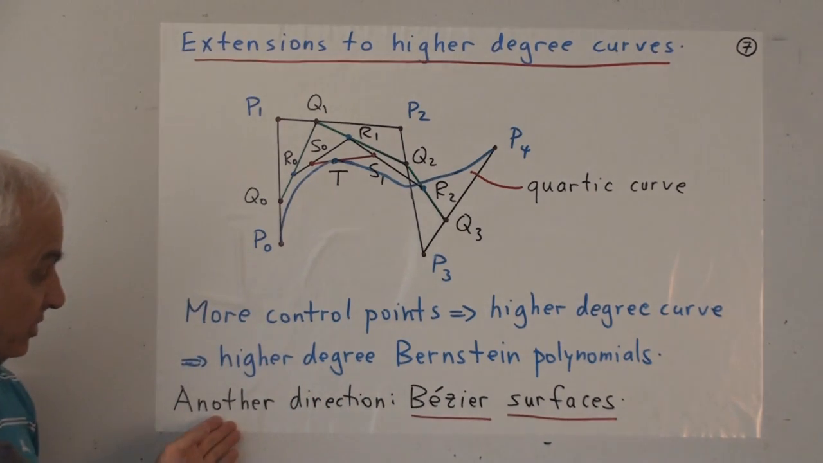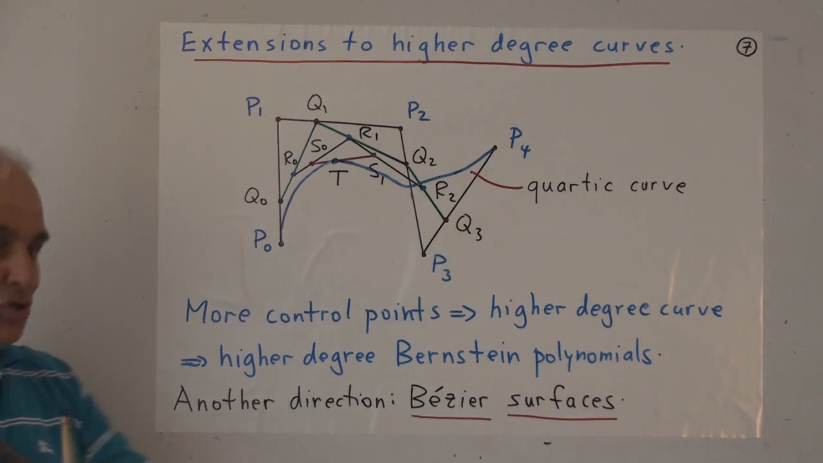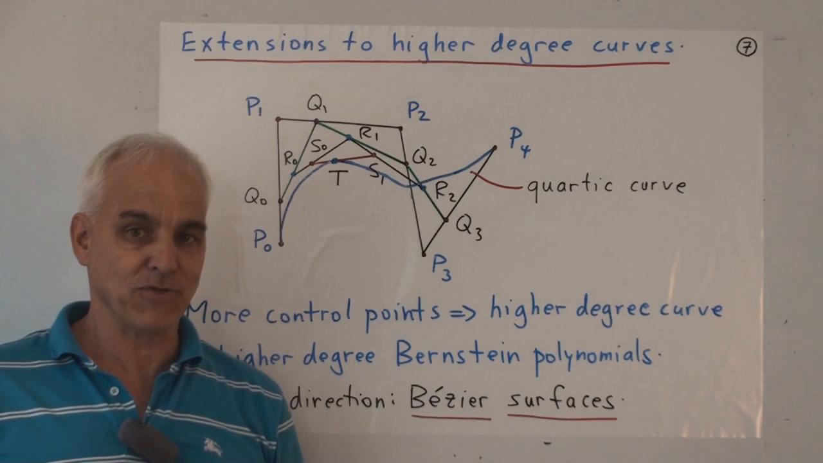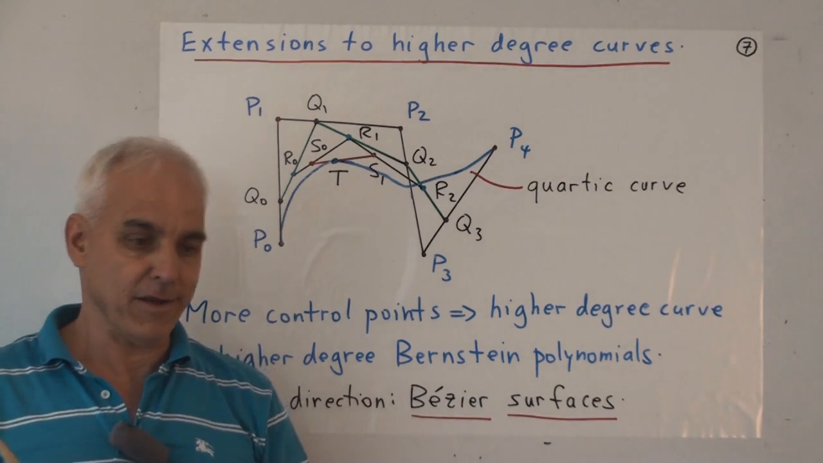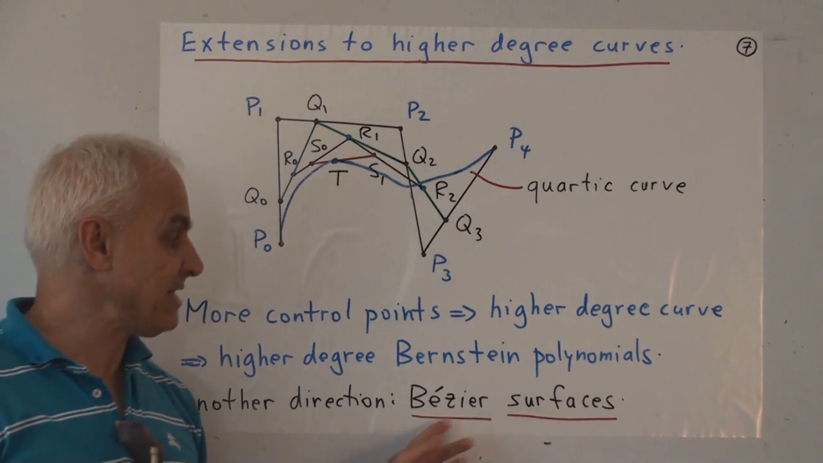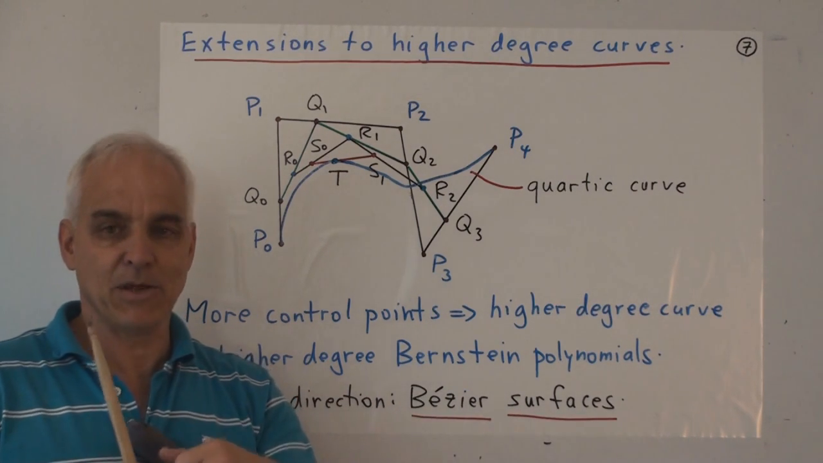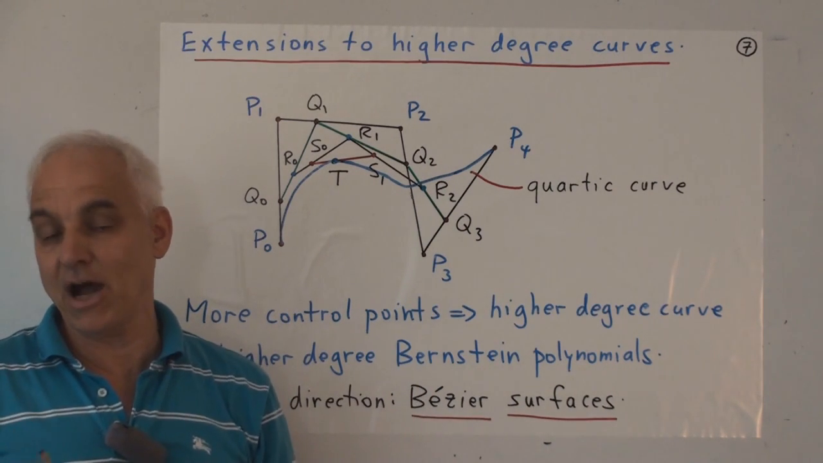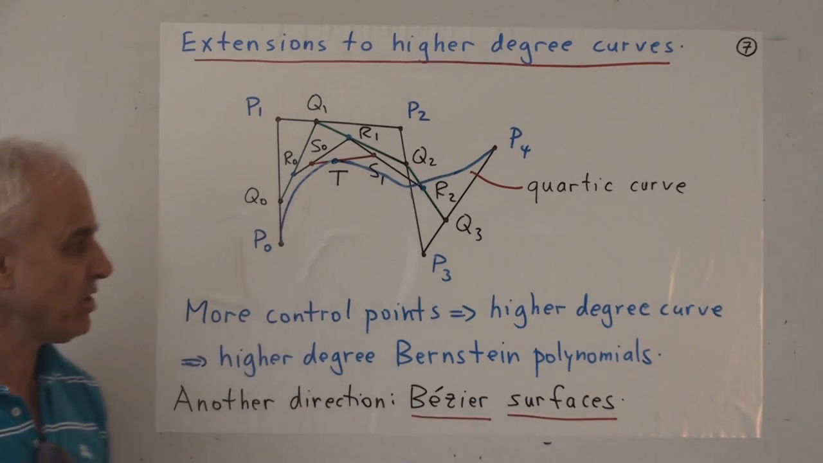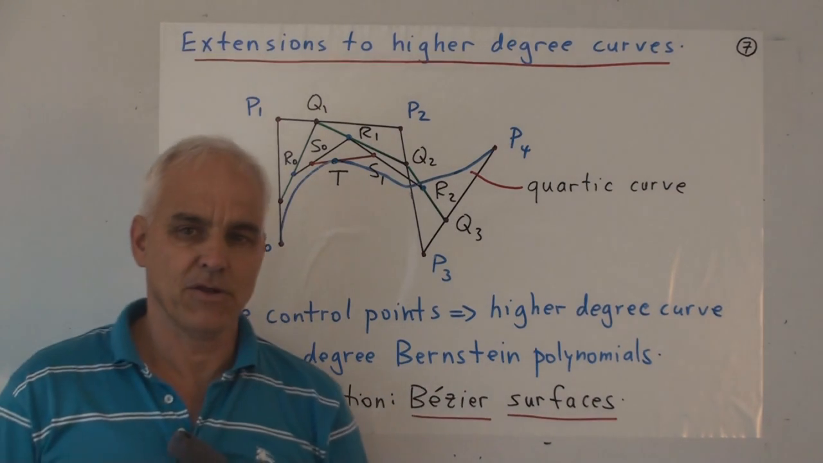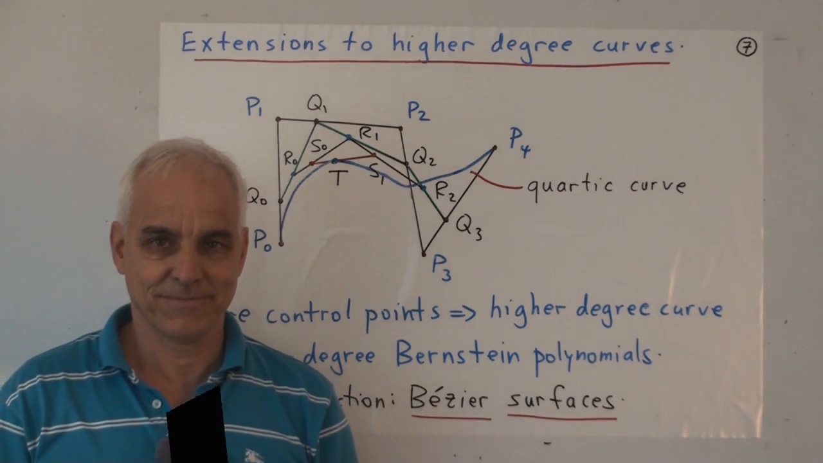And I might just add that there's another important direction where we go to 2-dimensional analogs, which can also be very important for modeling a car or an aircraft or something like that. So we have these so-called Bezier surfaces, where basically we do the same thing but in 2 dimensions at the same time instead of 1. Once you've understood the 1-dimensional case, the Bezier surfaces are not too much of a jump.